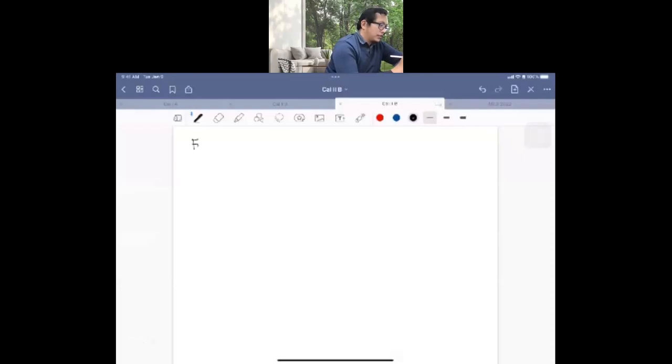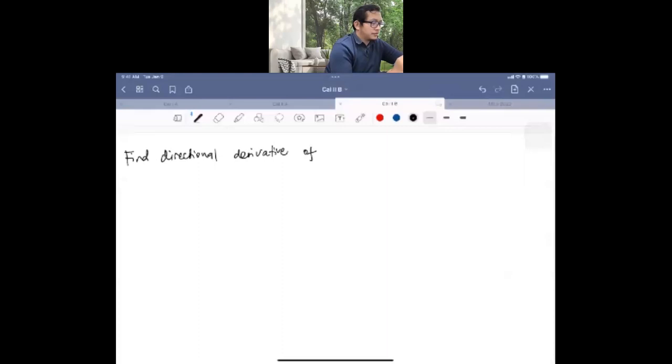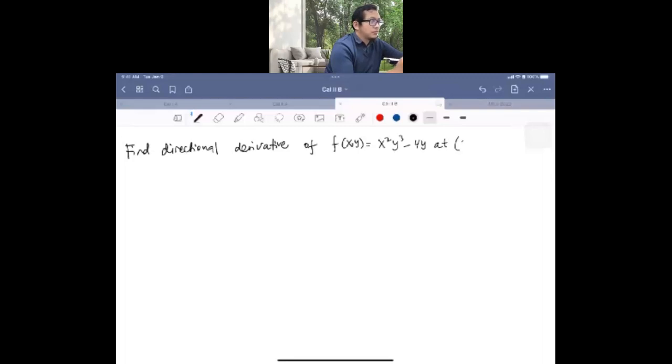Okay, let me give you an example. Find the directional derivative of the function at point (2, -1) in the direction of the vector.